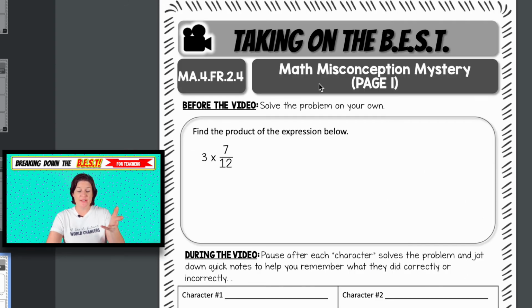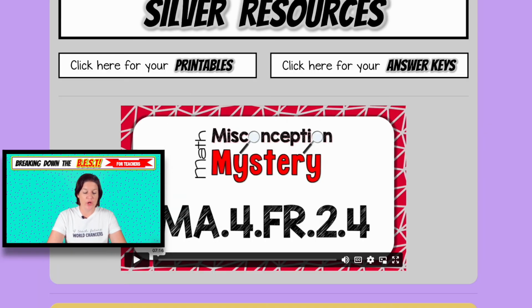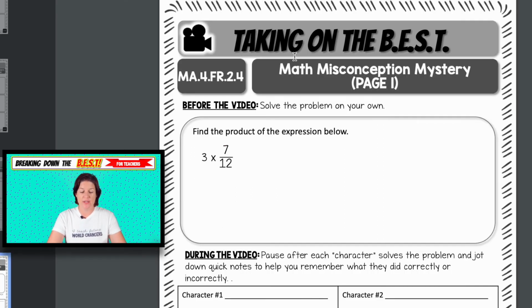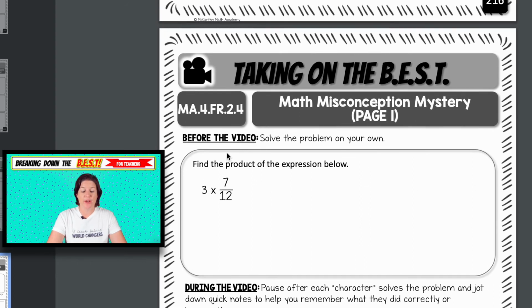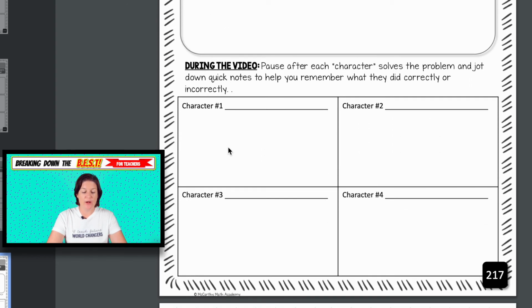The last part of the silver plan is the math misconception mystery. You can see that video lesson icon. So all you have to do is click play, and in this video I'll walk you and your students through the entire process. First, they will solve this problem on their own, and then they will watch as 4 characters, which are just me dressed up in silly costumes, solve that same problem.